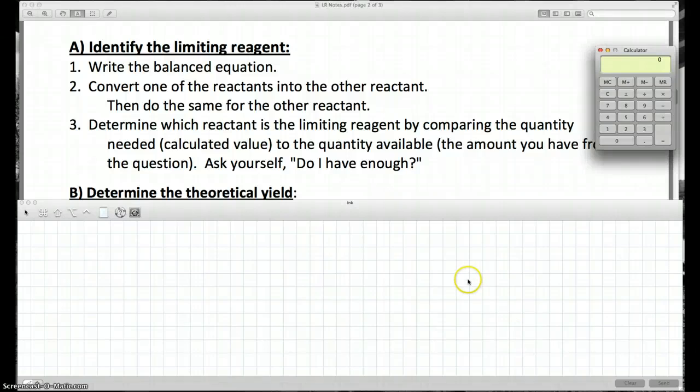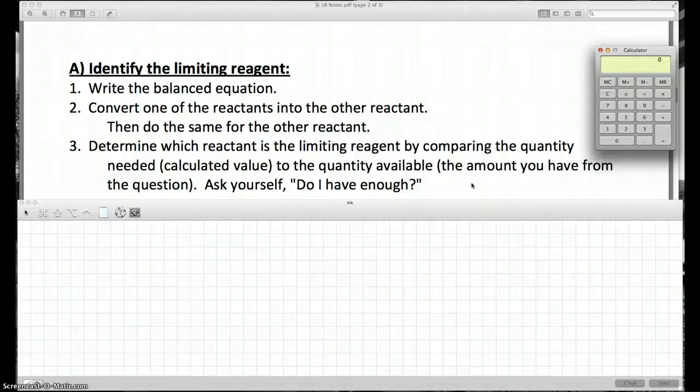To determine the limiting reagent, first you want a balanced equation. You convert one of the reactants into the other, and then you compare your calculated number to what's given to you in the question. And you ask yourself, do I have enough? We'll come back to that. It'll make more sense once we do an example.